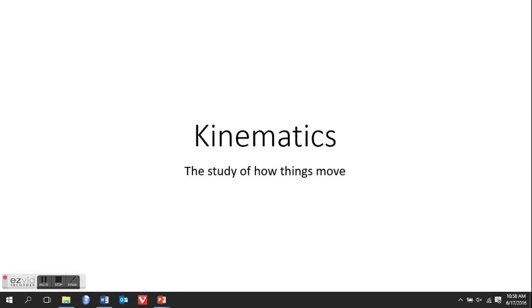Last week we discussed vectors as a foundation for our study of physics, and now we will begin our study of motion.